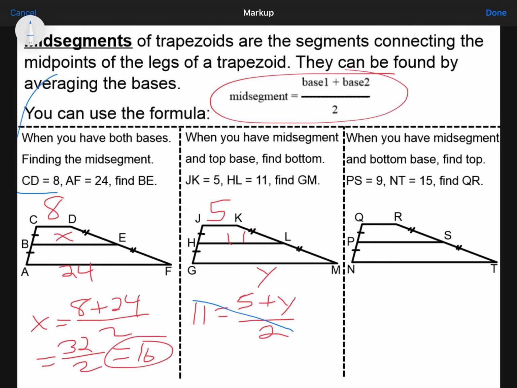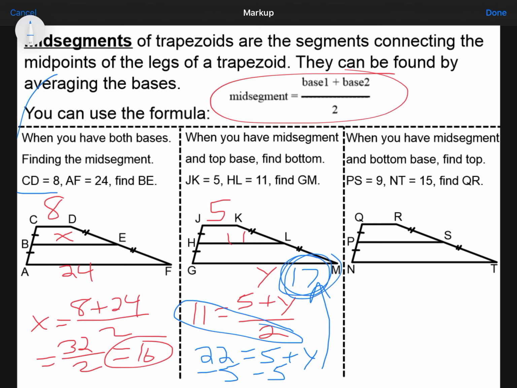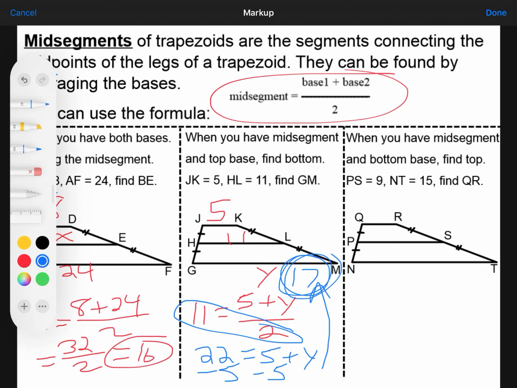So you cross multiply, which in this case would give you 22. And then just move that number over to the other side, and you get an answer of 17. It's really not too bad or not too hard.